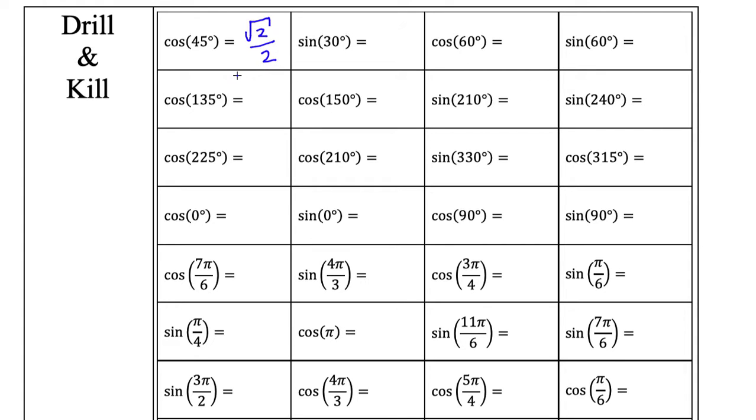You have to be careful, though. Some of them might be negative, and you have to be careful too, because if it's a 30, 60, 90 triangle, is it going to be square root of 3 over 2, or is it going to be 1/2? That's looking for the x, right? So if you want to write that in your notes, cosine is x. Sine is asking for the y.